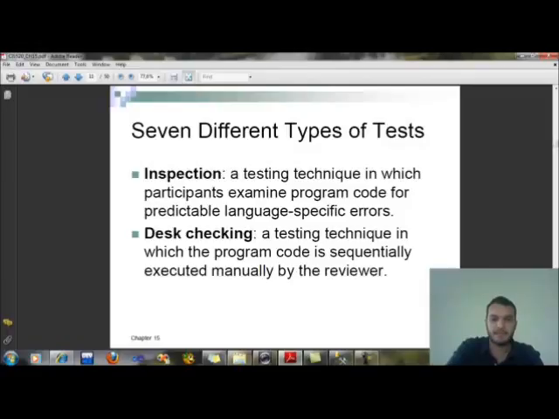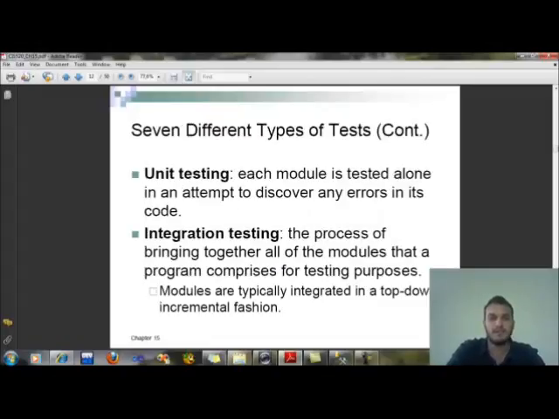Inspection is a testing technique in which participants examine program code for predictable language-specific errors. What's desk checking? Desk checking is a testing technique in which the program code is sequentially executed manually by the reviewer. And what's unit testing? Unit testing is where each module is tested alone in an attempt to discover any errors in its code.